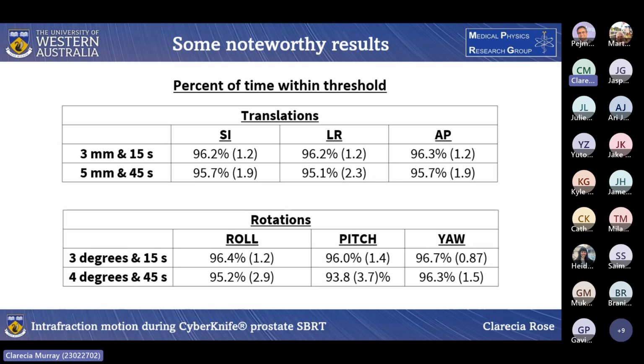to look at. So when we look at these, we see 3mm and 15-second imaging is adequate for the mean patient to achieve greater than 95% time within threshold. And the same can be said for 5mm and 45 seconds. And we also have 3 degrees and 15 seconds and 4 degrees and 45-second combinations to achieve approximately 95% of time within threshold.